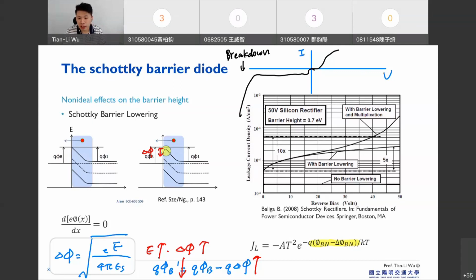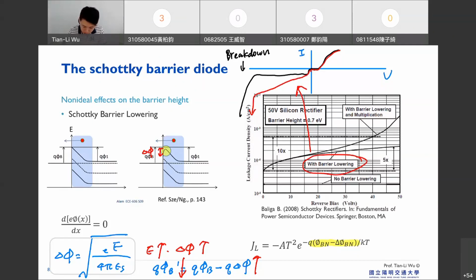But in reality, if you consider the barrier lowering effect, there's nothing changed from the forward side. However, you can see this is already increased here, and this is because we consider the barrier lowering effect here. Once you apply the bias, the effective barrier is reduced, and therefore that's leading to the higher reverse leakage current here.